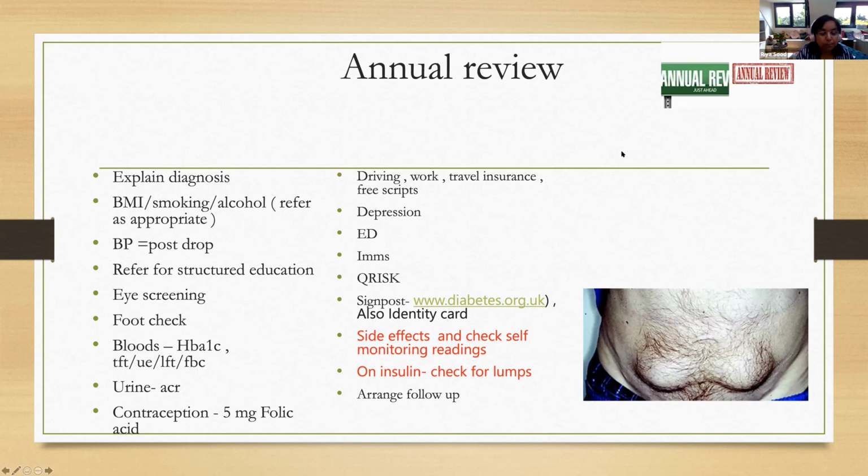Of course, I've mentioned the blood test. I've told you about the urine ACR. I mentioned contraception. I've told you poor diabetes control is linked with fetal abnormalities, so discourage them from getting pregnant until the HbA1c is controlled. And actually, recent guidance is that the best pregnancy outcome is with an HbA1c of 6.1, even a non-diabetic kind of range, and give them 5 milligrams of folic acid, not 400. These patients require higher folic acid. Reiterate driving, travel, prescriptions, check if they've got depression, ED, and I mentioned to you about the autonomic.